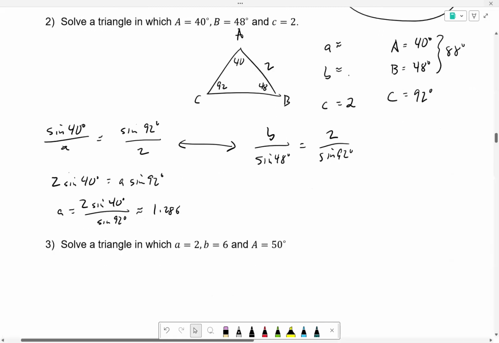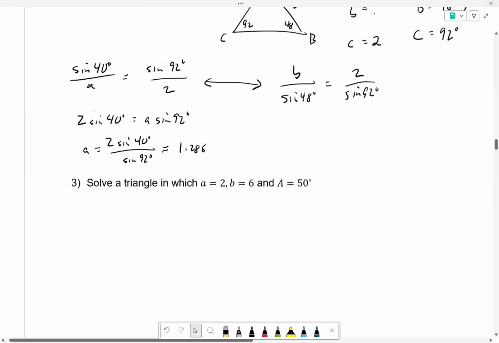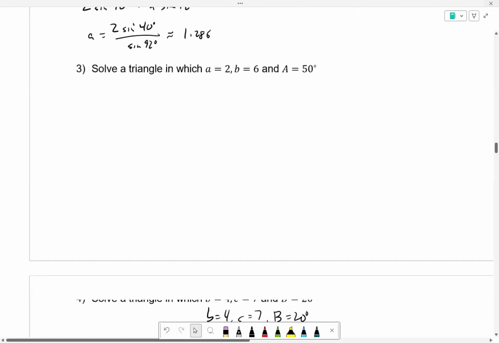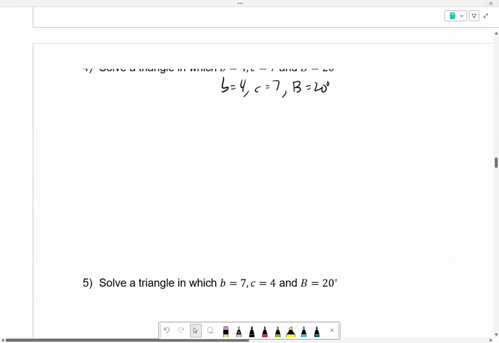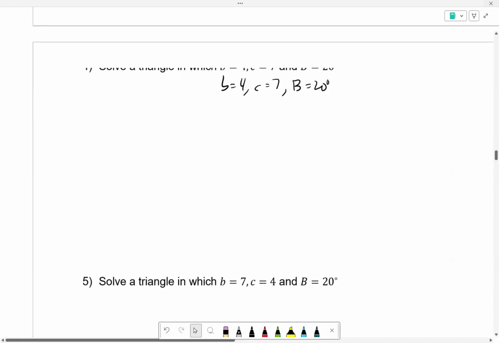We are skipping 3 because there's a problem with it. It doesn't work. We'll talk about that next time. But number 4 works. Let's see what you could do. And Maya, thank you for your help.